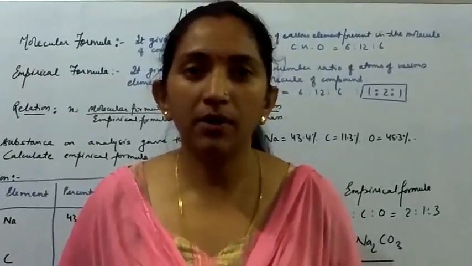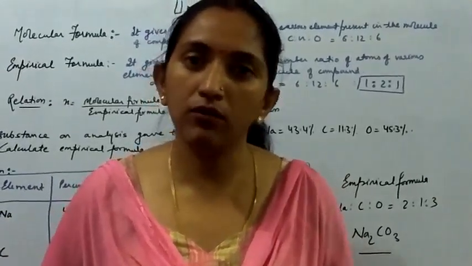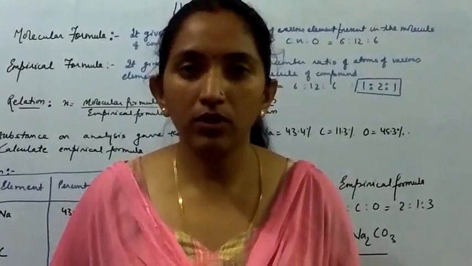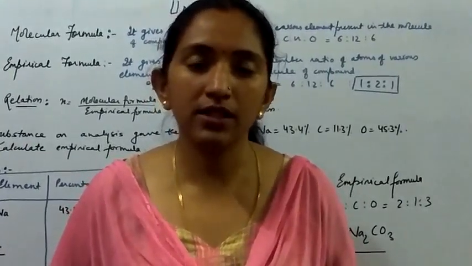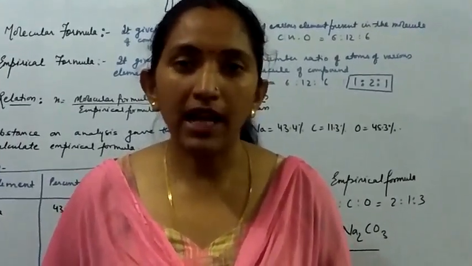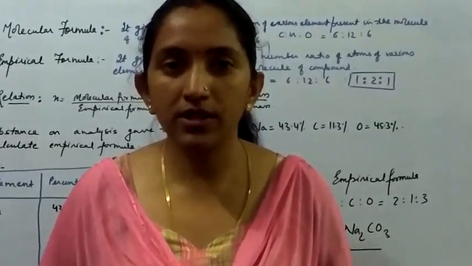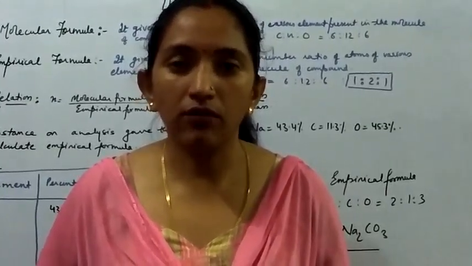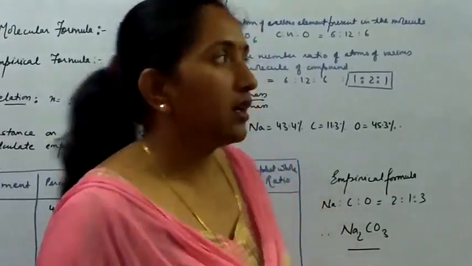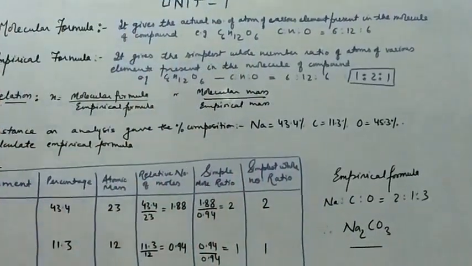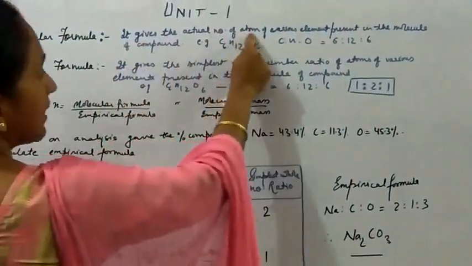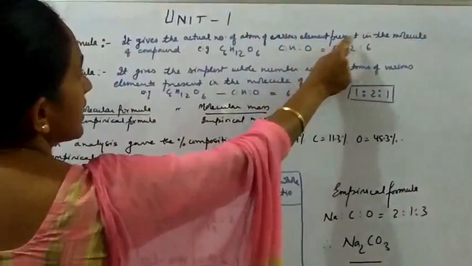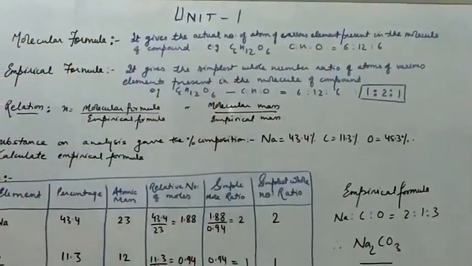A chemical compound is represented by its molecular formula. So what is the molecular formula? You can say that it is the ratio of the number of atoms which are actually present in the molecule of a compound, right? It gives the actual number of atoms of various elements present in the molecule of a compound, right?